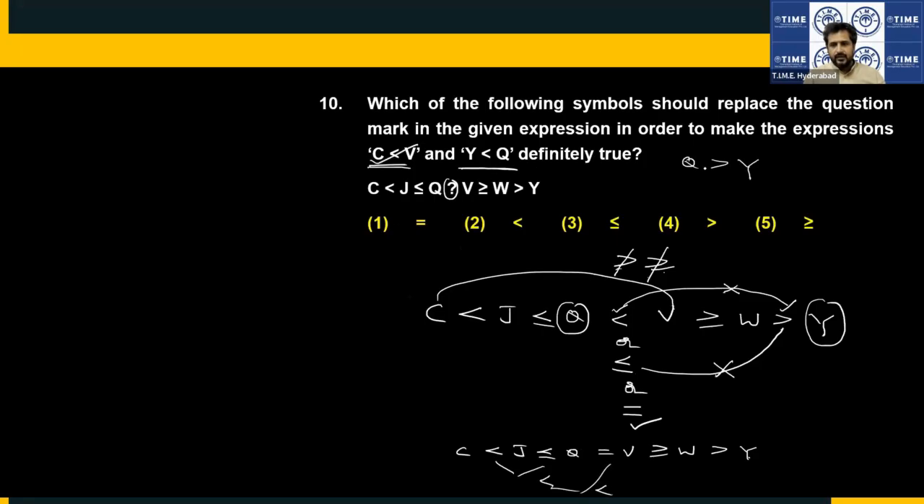Now Y less than Q is as good as Q greater than Y. Equal to and greater than or equal to leads to greater than or equal to. Greater than or equal to and greater than leads to greater than. So Q greater than Y. It is also true. So both are true when you substitute equal to in this place of question mark.